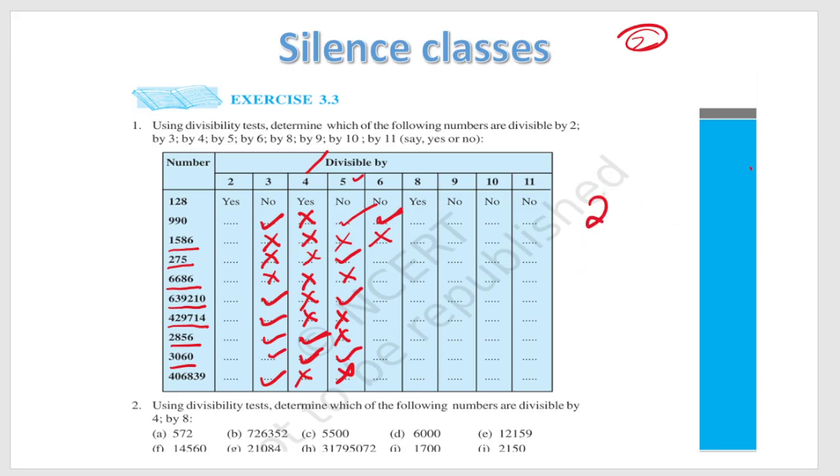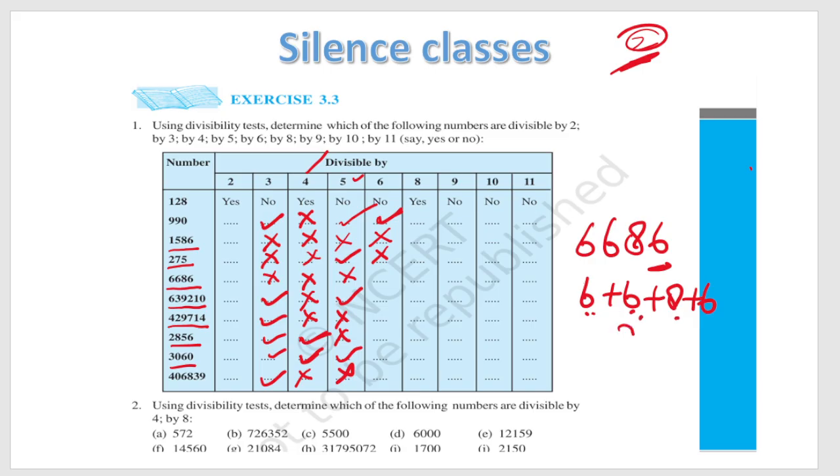Now 275. The last digit is odd, which means it is not divisible by 2. This means this number is not divisible by 6. Next, 6686. The digit 6 is there. This means it is divisible by 2. But let's check whether it is divisible by 3 or not. 6 plus 6 plus 8 plus 6: 6 plus 6 is 12, plus 8 is 20, plus 6 is 26, and 26 is not divisible by 3. This means this number is not divisible by 6.